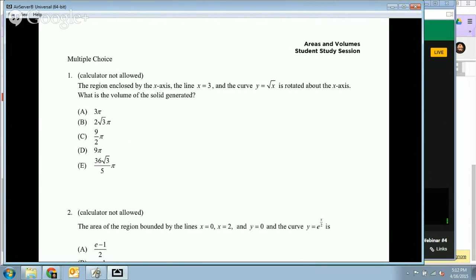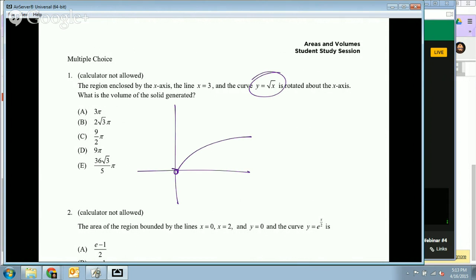What is the volume of the solid generated? Okay, so in case you forgot how to graph this function, y equals square root of x, that is something you're definitely going to be held responsible for. They are going to expect that you know how to graph that square root of x. You're not going to be able to get around that. So I know that it looks like this, right? And then they're cutting it off.